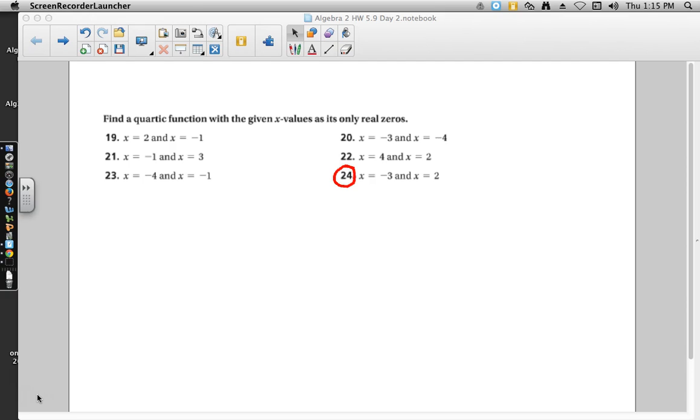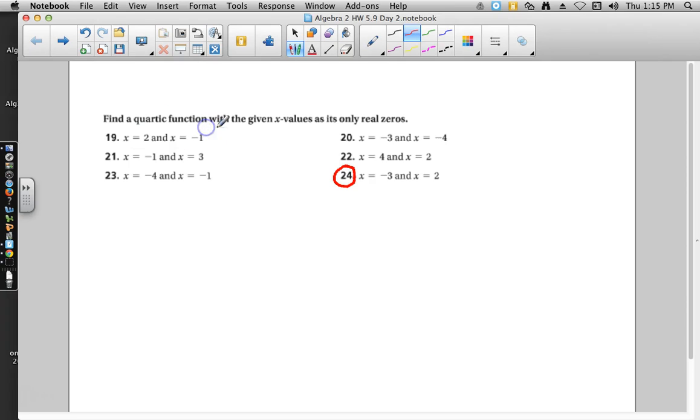Starting with number 24, we're supposed to write a quartic function that has the given zeros as the only real zeros. Well, first we think, okay, all of this came from a factor, and the factors are x minus h or x minus k, depending on which section of the book you look at. But if we put a negative 3 in here, that'll be x plus 3. And if we put a 2 in here, that'll be x minus 2, but that's not enough factors.